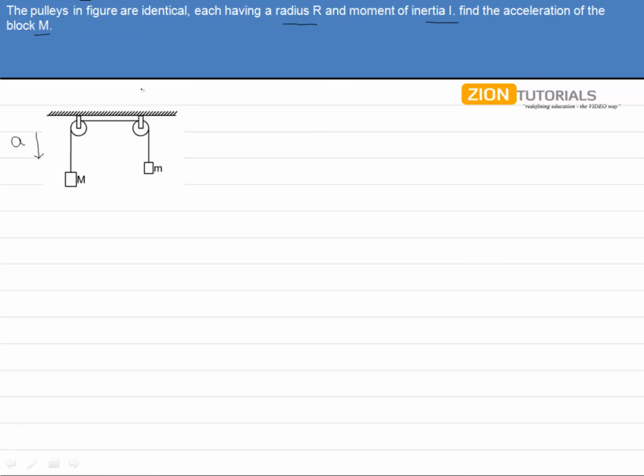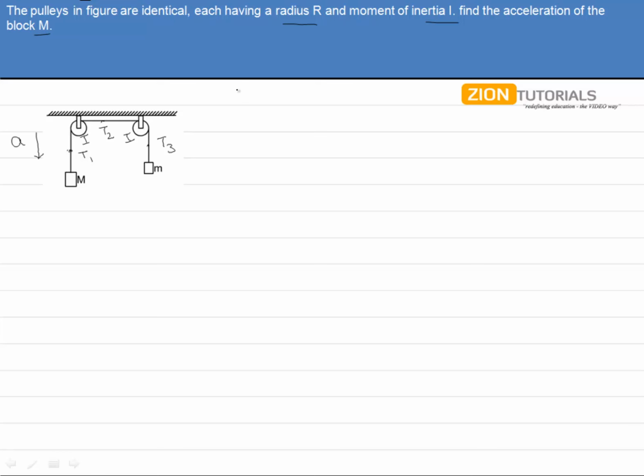And since these pulleys have some moment of inertia I, this means that they are not massless, then the tension in all the three parts will be different. So let us take them as T1, T2 and T3 respectively. So now this will be moving down. This will be therefore rotating anti-clockwise, and the same case for this also.